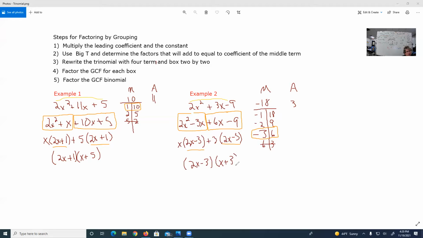And remember, since we're on our last step, we're multiplying a binomial by a binomial, and we need those parentheses there to show multiplication. And again, it's always a good idea to multiply that out to see if it gets you back to what we started with. So that completes our process of factoring by grouping.